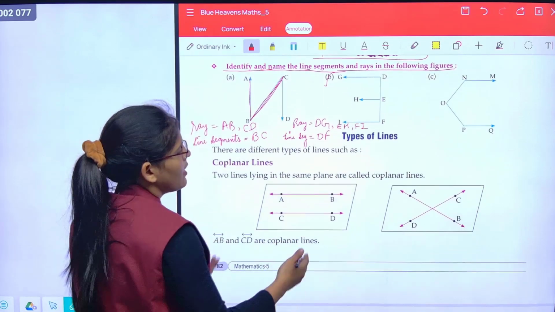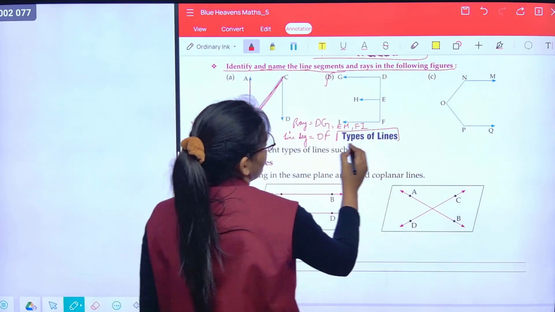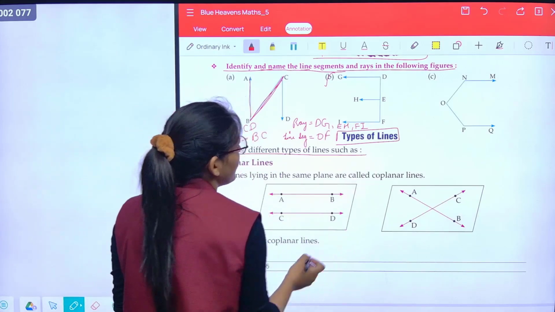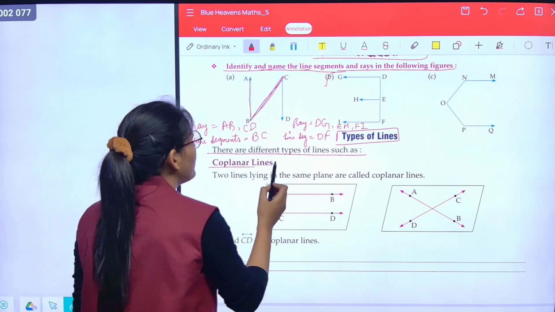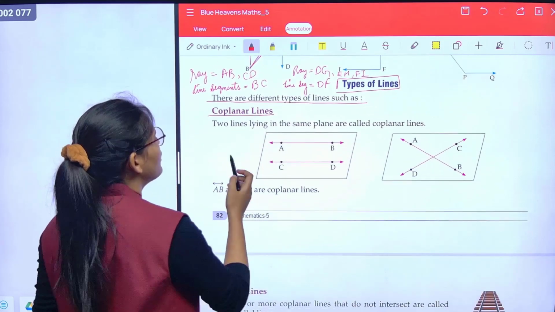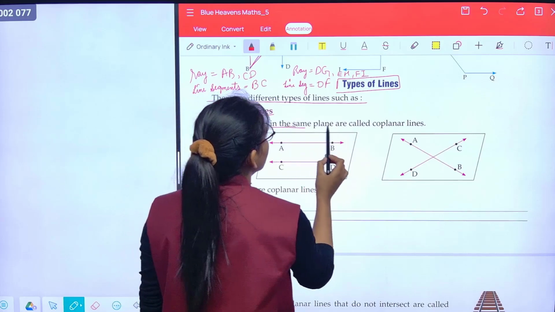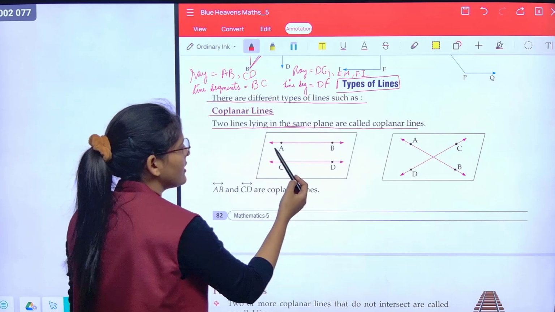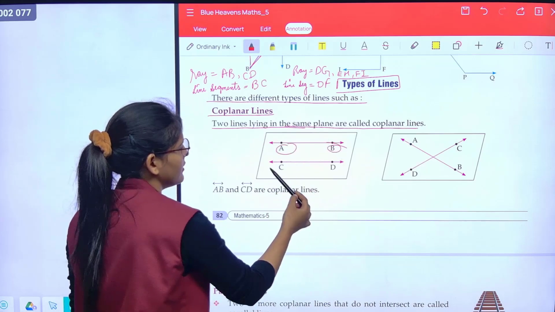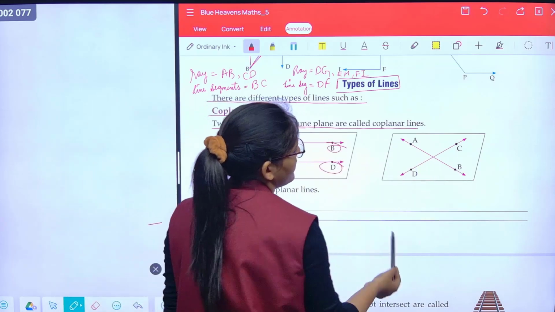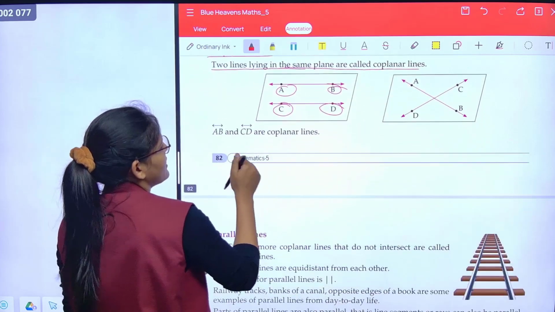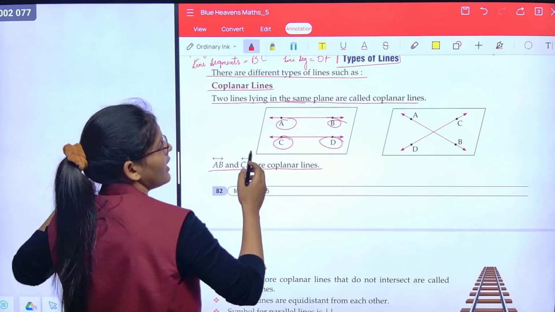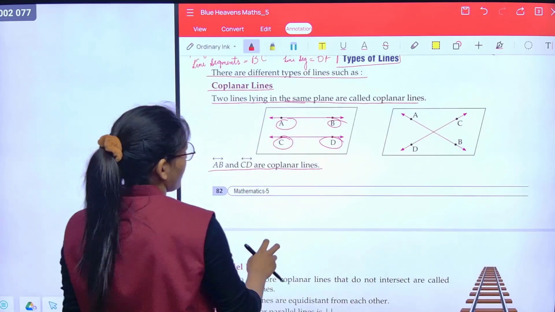Yes class. Now class, come on types of lines. There are different types of lines such as coplanar lines. What are coplanar lines, class? Two lines lying in the same plane are called coplanar lines. Class, AB and CD are coplanar lines. Two lines in the same plane are called coplanar lines. Understand class?